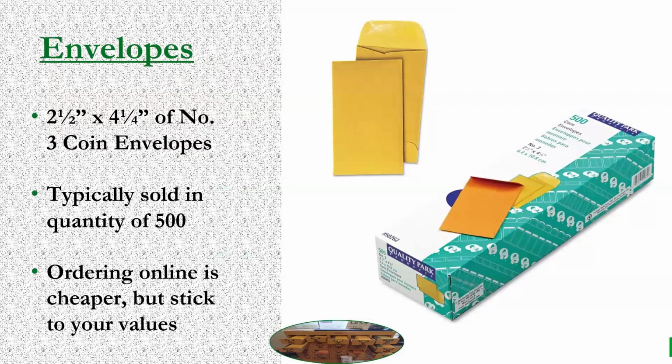Envelopes. This is just how I do it. Again, it doesn't have to be this way, but this is just one possible way of going about this. 2.5 inch by 4.25 inch number 3 coin envelopes. Typically, these are sold in 500. They are fairly expensive if you're going to go to Office Depot. I paid, I think, maybe $46 or something like that, which seems kind of outrageous to me.